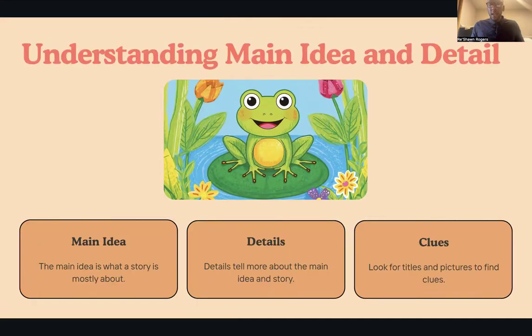In order for us to understand the main idea, great detectives pay attention to a few things. First, they continuously ask themselves, what is the story about, or what am I learning about the topic? They look at all the details in the story and they pay attention to clues like the title and the pictures.